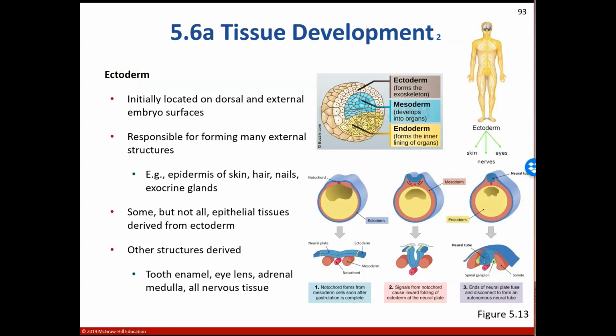So we're going to see this create the epidermis of our skin, hair, and nails, and our exocrine glands. And some but not all epithelial tissues are going to be derived from this ectoderm. And other structures that it is derived from will be the tooth enamel, our eye lens, adrenal medulla, and all of our nervous tissue. So that's what you're seeing in this illustration over here, focusing on this top portion down over here. And you can see how this neural plate is turning into a neural tube. And this neural tube will eventually develop into the spinal cord and the brain.